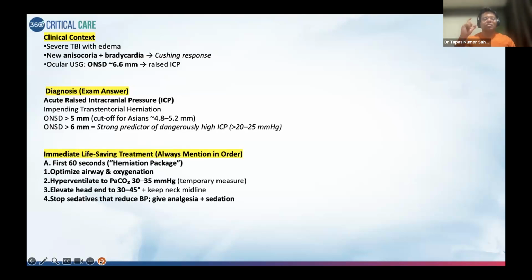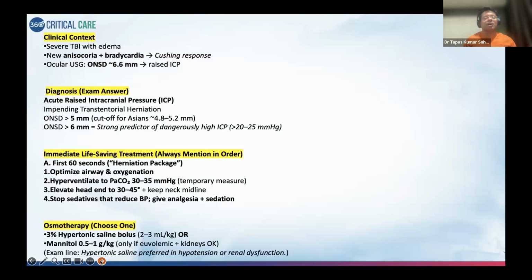Always mention in order. First, 60-second herniation package. Remember herniation package. Optimize airway and oxygenation. Hyperventilate to keep PaCO2 30 to 35, which should be temporary only. Elevate head end to 30 to 45 degree. Keep neck in the midline. The central line or the ET tube tie should not be too tight. Stop sedatives that reduce blood pressure. Give analgesia and sedation so that this patient should not bite the tube or kinking of the tube should not happen.